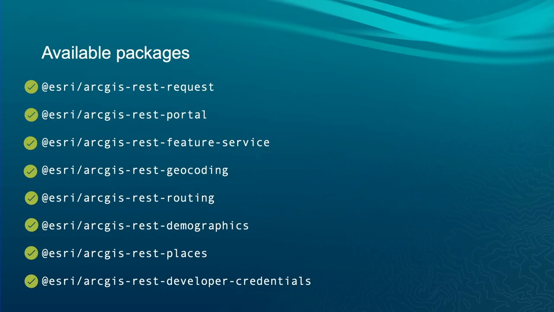How we do that is we publish a lot of different packages. There's one GitHub repo, and we've divided the functionality of the library up into now 8 different packages. That top one, REST request, is the core library. The core handles request and response life cycles, authentication, error codes, things like that. And then the subsequent libraries all build on top of that.